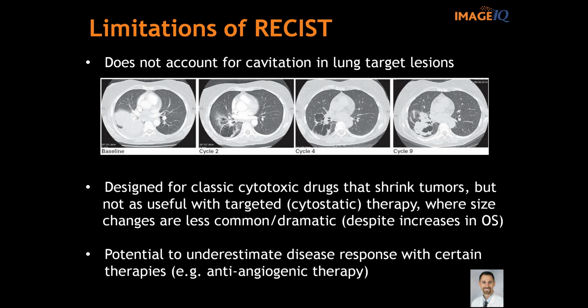RECIST is designed for classic cytotoxic drugs that shrink tumors, but that's not as useful for targeted agents, which we consider more cytostatic at times. They usually have both components, cytotoxic and cytostatic. Size changes are less common or less dramatic when you use these agents, despite increases in overall survival. So that's a limitation. A particular case where that might occur is if you're using an anti-angiogenic targeted therapy.